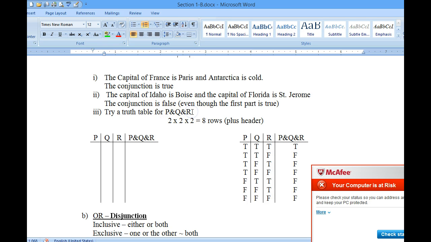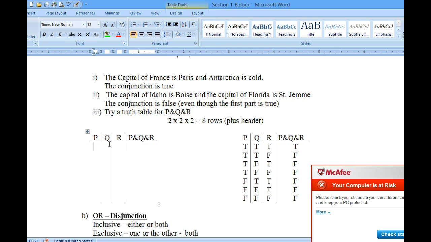Okay, let's go out on a limb and try a truth table with 3 propositions. To help you get started writing it out, remember to figure out how many rows you have. P has 2 options, Q has 2 options, and R has 2 options. P can be true or false, Q can be true or false, and R can be true or false. Multiply those together and you get 8 rows. And then you tack on your header so that you know what each column represents.